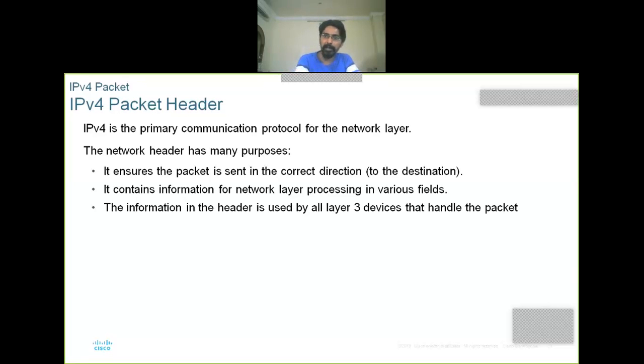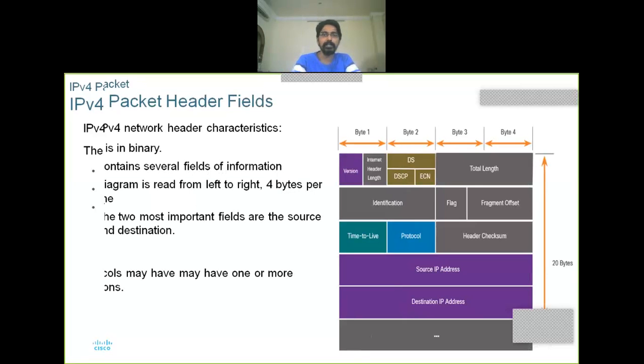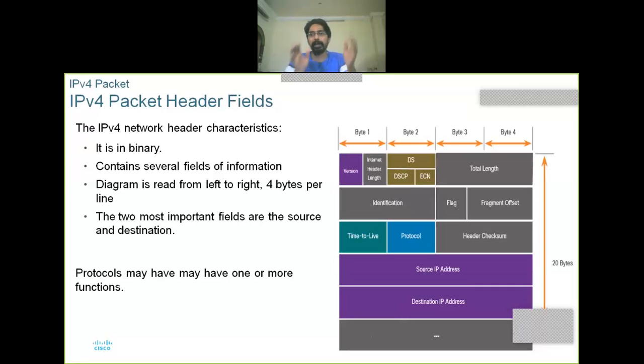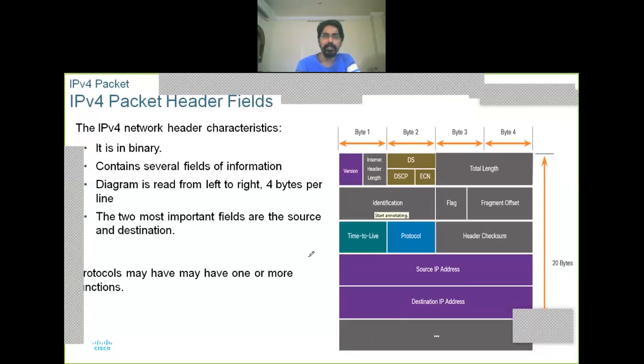Right? IP packet header. Next, the IP packet header. What fields are there in that IP header? The IP header characteristics are: it is binary and it contains several fields. Observe the several fields, and you need to read this diagram from left to right.